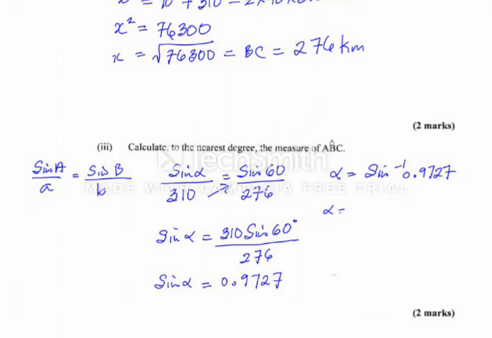Alpha, which is angle ABC, would be equal to sine inverse of 0.9727. Alpha would be equal to 77 degrees to the nearest degree. Alpha would be 77 degrees to the nearest degree.